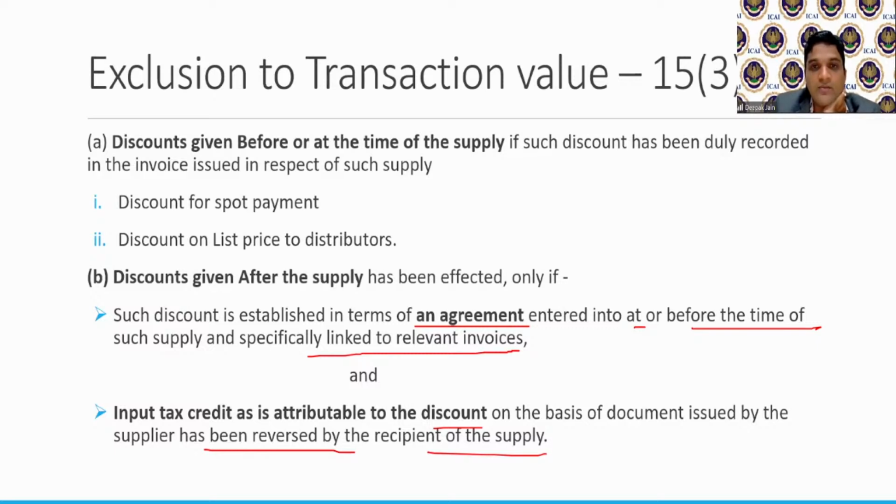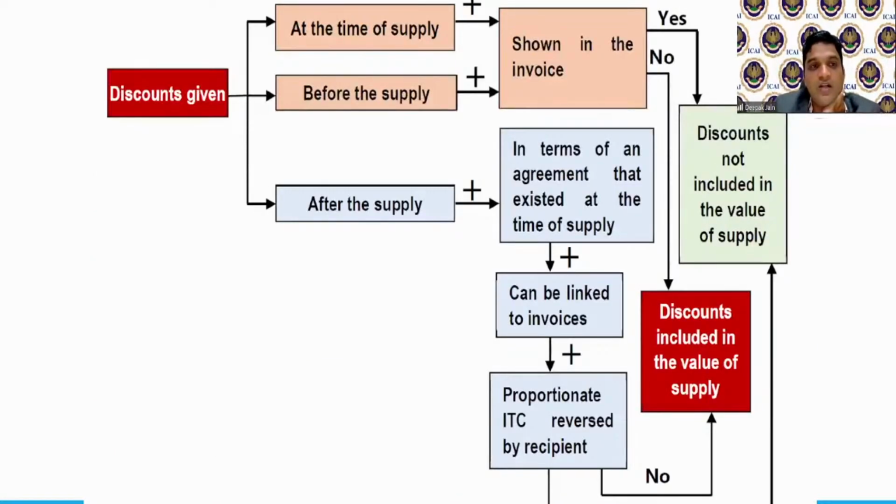Clear? So what I am saying here, discussing again: if a discount is given at the time of supply and it is shown in the invoice, then the discount is not to be included. Second, if it is given before the supply and it is shown in the invoice, then the discount is not to be included in the value. If it is not shown in the invoice, then the discount is included in the value of supply, you will not get the deduction.